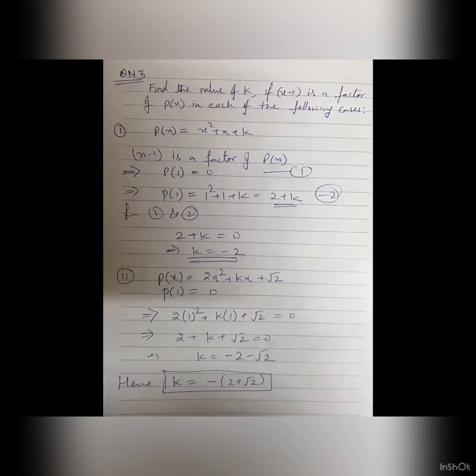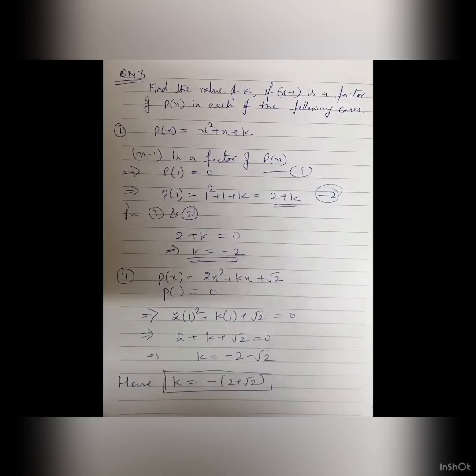In this case we are given that x minus 1 is a factor, but one unknown quantity is also present in the question, which is k, and we have to find the value of k. p(x) is x square plus x plus k. Now x minus 1 is a factor of p(x), therefore p(1) should be 0, the remainder should be 0. So let us put x equals 1 in p(x). So 1 square plus 1 plus k equals 2 plus k, but this should be equal to 0 because it is a remainder. So k is equal to minus 2.